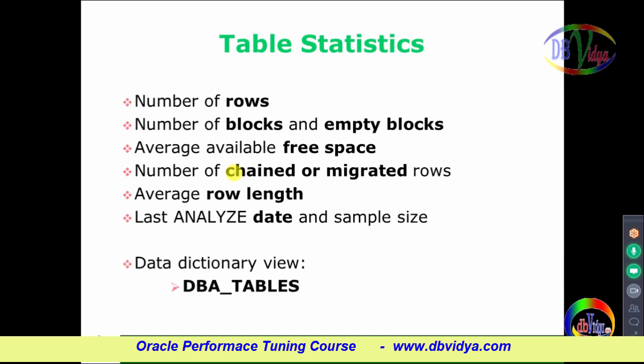So I said table statistics, right? What are table statistics? Whatever information you have in USER_TABLES or DBA_TABLES, because DBA_TABLES will have the maximum of the information compared to USER_TABLES. Number of rows, number of blocks, empty blocks, available free space, chained and migrated rows, average row length, last analyzed date, sample size. I have listed only a few. Internally, the optimizer will be gathering so many more statistics also.